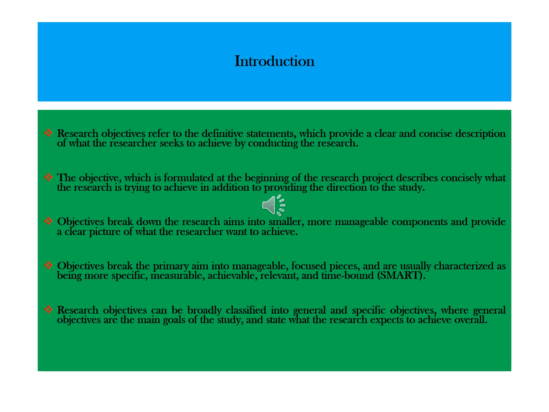Let us begin by understanding what is meant by research objectives. Research objectives refer to the definitive statements which provide a clear and concise description of what the researcher seeks to achieve by conducting the research. The objectives are normally formulated at the beginning of the study, and they describe in a concise manner what the research is trying to achieve, in addition to providing the direction that the study will take.